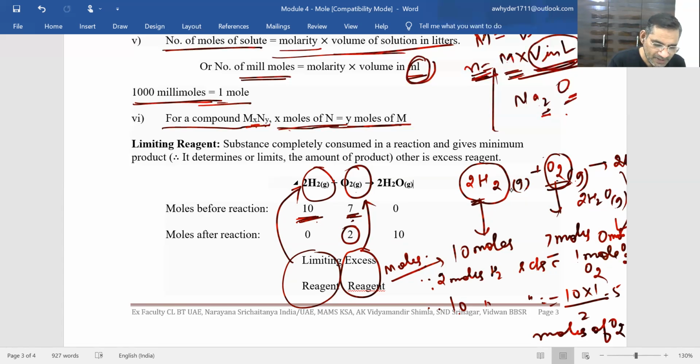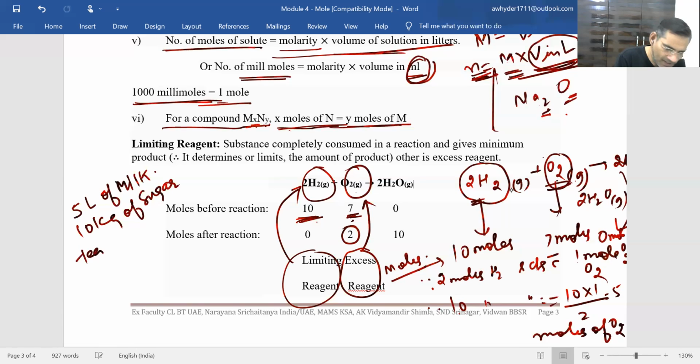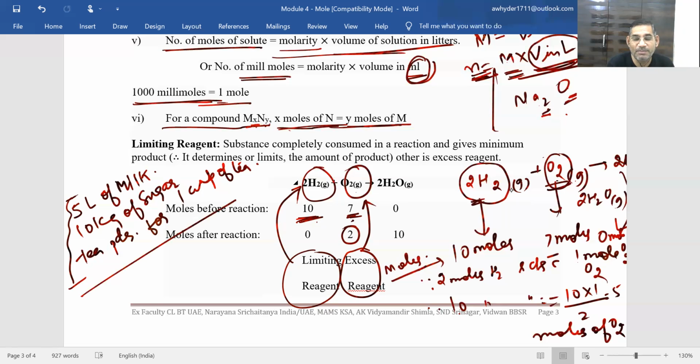I'll do it again. Listen very carefully. See, you have 5 liters of milk, 10 kg of sugar, but tea powder is only for 1 cup of tea. So how many cups of tea can you prepare? Milk is 5 liters, sugar is 10 kg, but tea powder is for only 1 cup of tea. So how many cups of tea can you prepare? Say 5? How many? 1. Only 1 cup of tea.